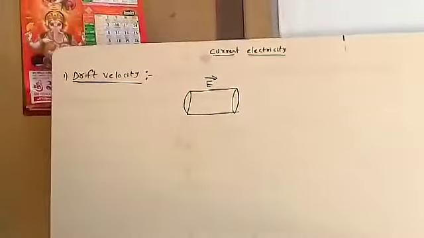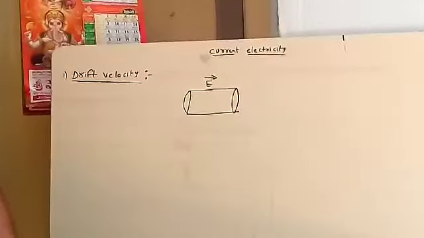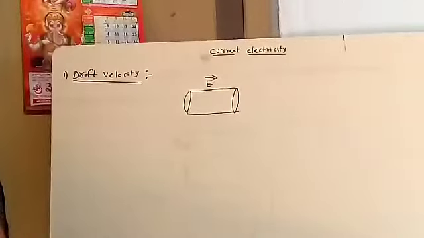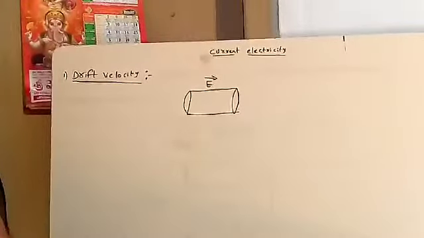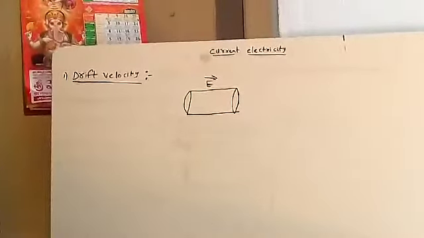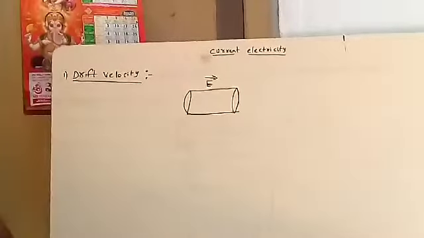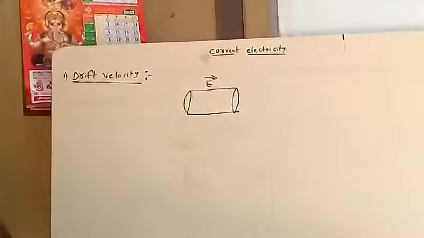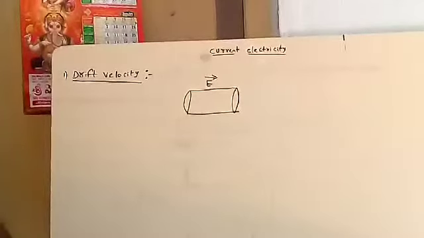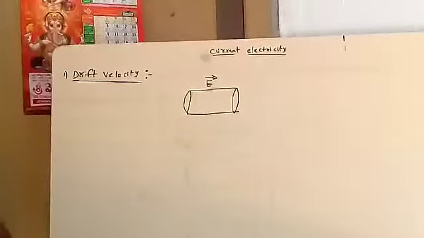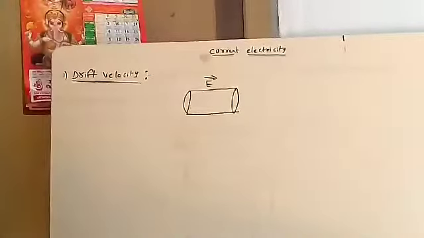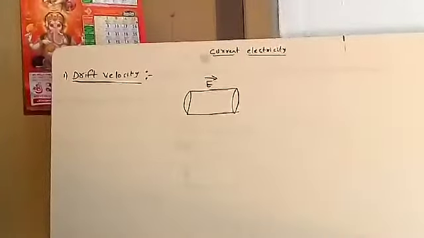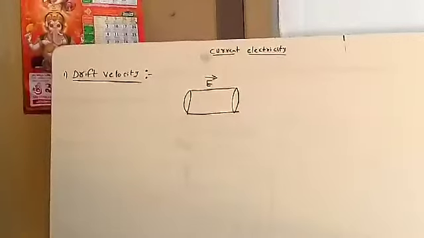See, here I am taking one conductor of length L, area of cross section A, but initially I am not applying any electric field. Now, if the electric field is not applied, then the free electrons are moving randomly within the substance, in different directions. Finally, the average velocity of these free electrons is zero.